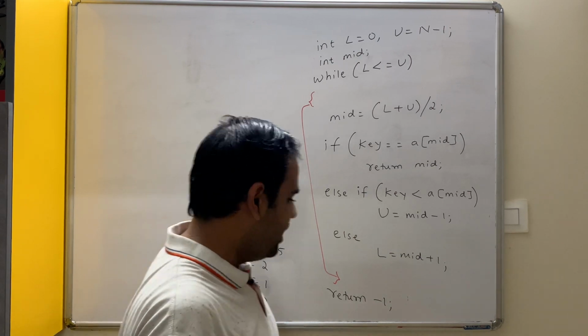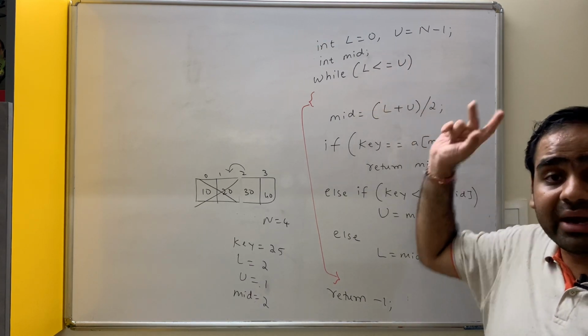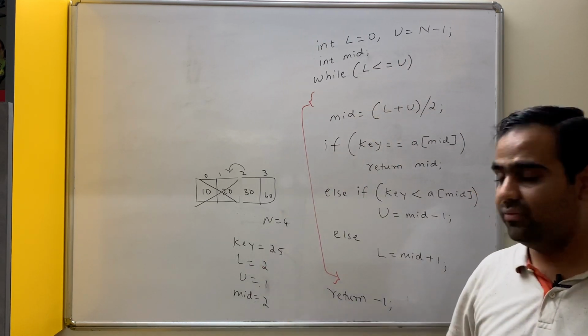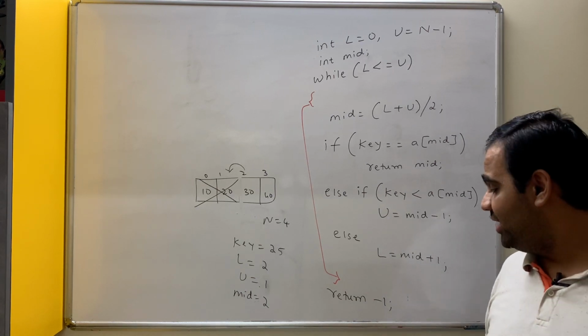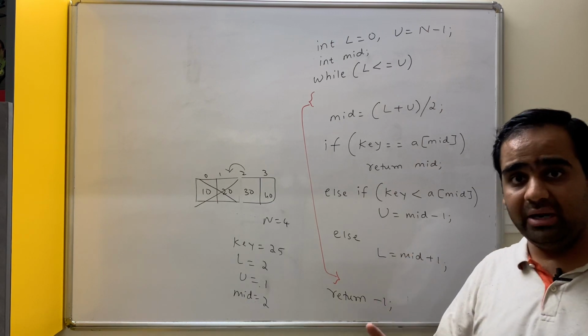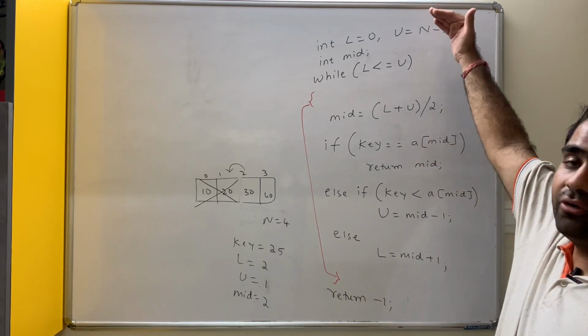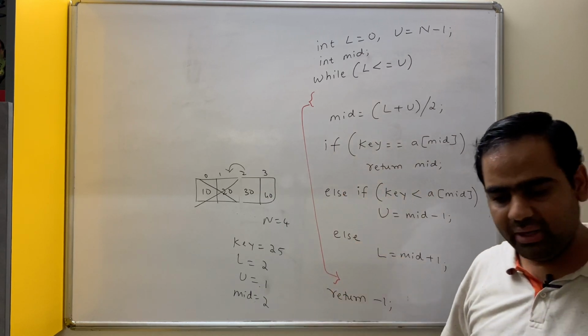Is that okay? And when do we stop it? Whenever the value of lower limit becomes greater than upper limit. See here, 2 greater than 1 is false. You know that there is no element called 25. Hence, you come out of the loop and you return minus 1. Had the element been found, you would have returned mid then and there. No statement after the execution of return will be executed.